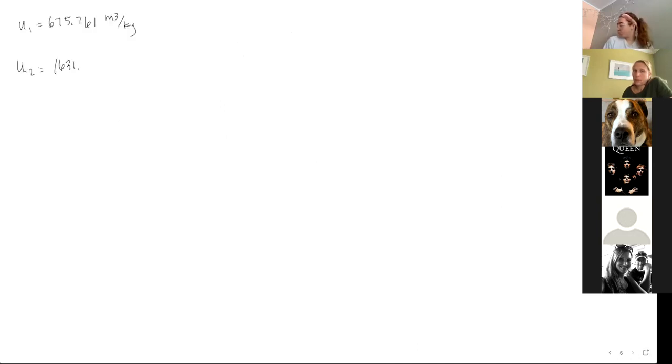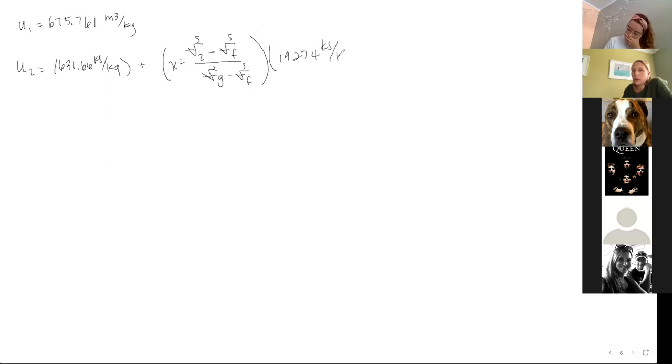Okay, so 631.66 kilojoules per kilogram plus my quality term, which is going to be my specific volume at 0.2 minus the specific volume of my saturated liquid over the specific volume of my gas minus the specific volume of my liquid, because this is my specific volume of my saturated liquid vapor, times my U sub fg of 1927.4 kilojoules per kilogram.